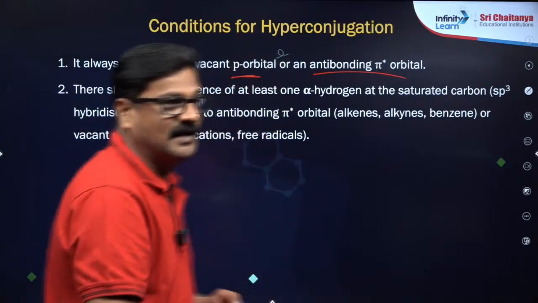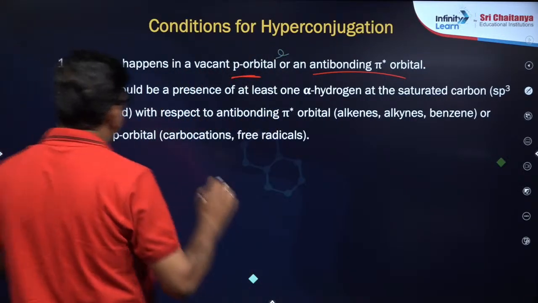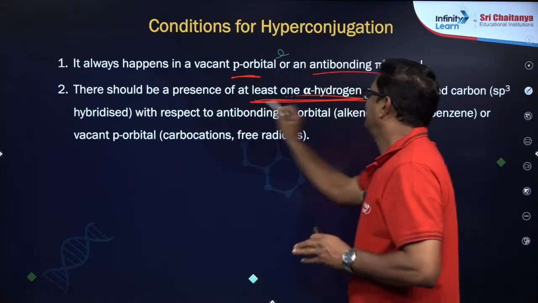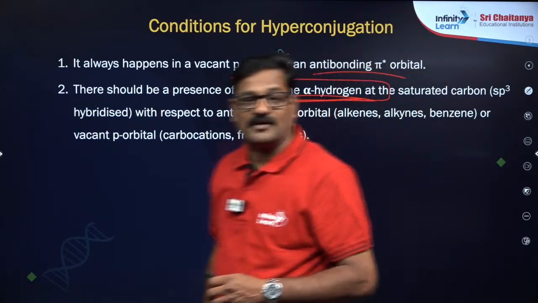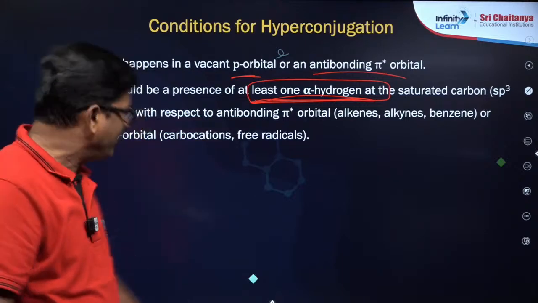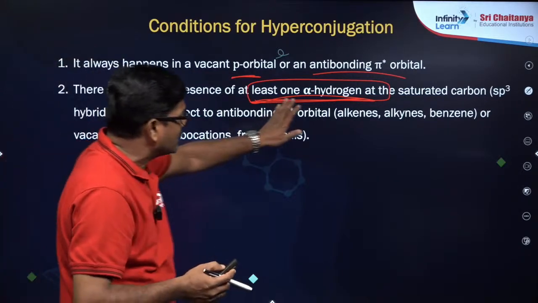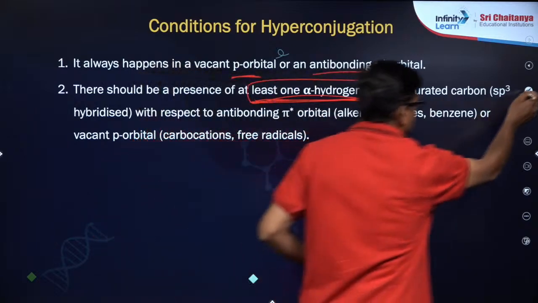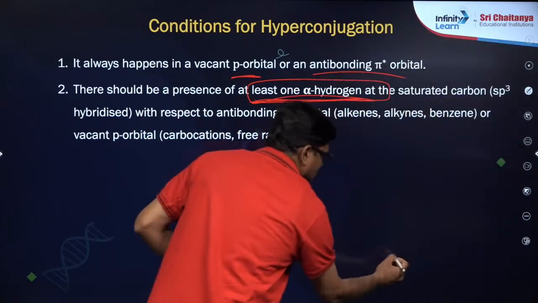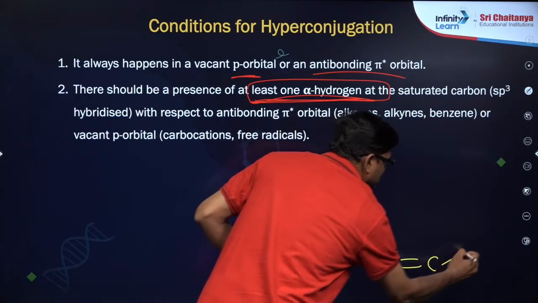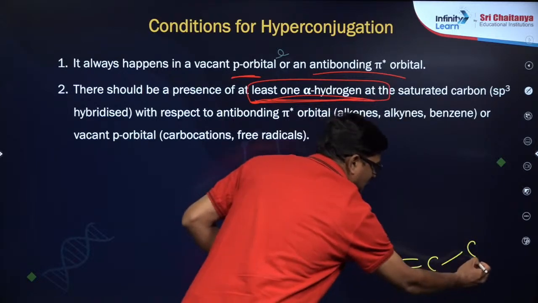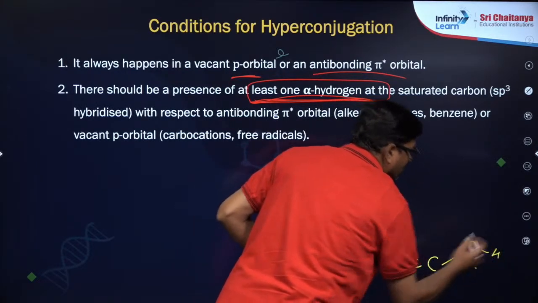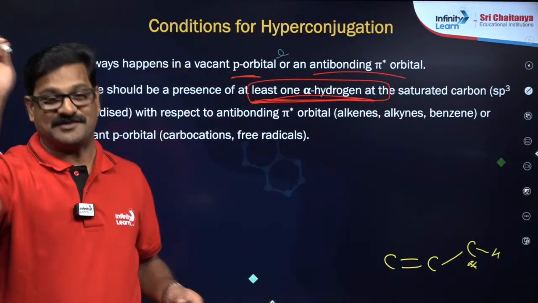right? So there should be a presence of at least... This is what you call the key point in the entire hyperconjugation. There should be at least one alpha hydrogen at the saturated carbon. That's what we have seen. This is carbon. So this carbon is called alpha carbon, and this alpha carbon should contain at least one hydrogen.